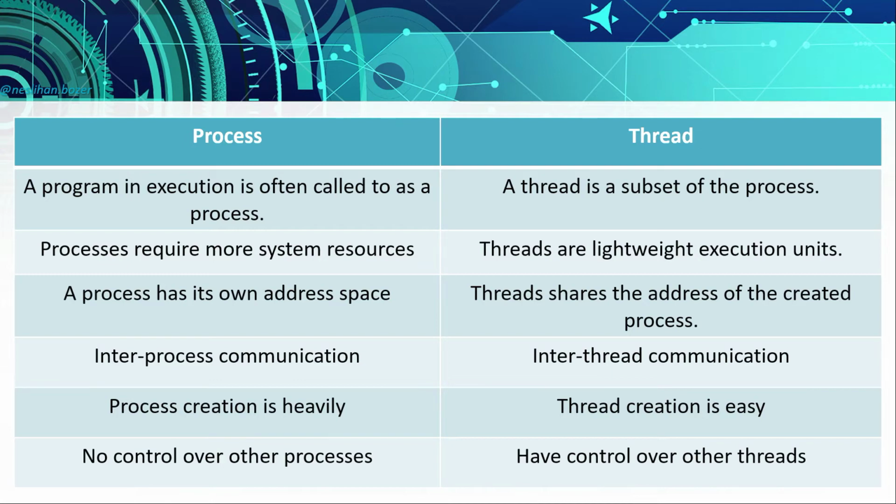The creation of a new process requires duplication of the parent process, whereas a new thread is easily created. A process does not have control over its sibling processes, whereas threads have control over the other threads of the same process. Let's get into the detail of the description.